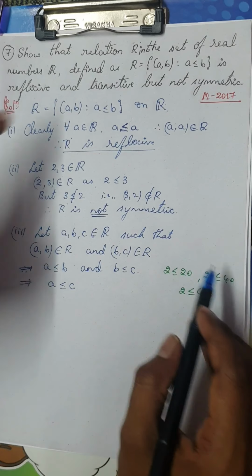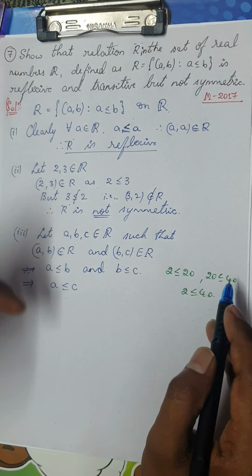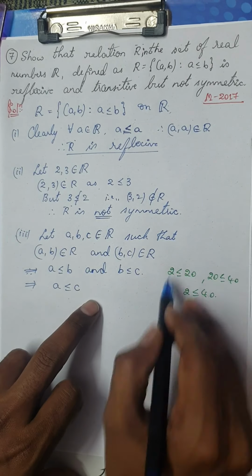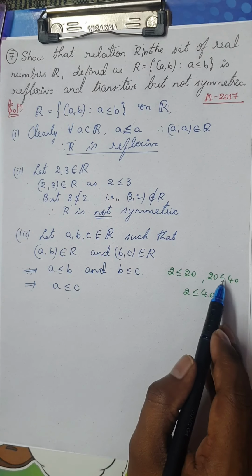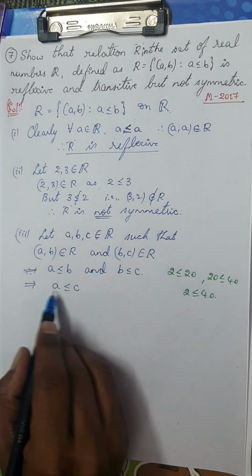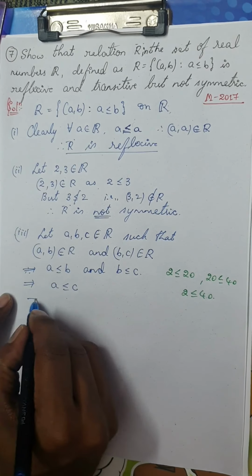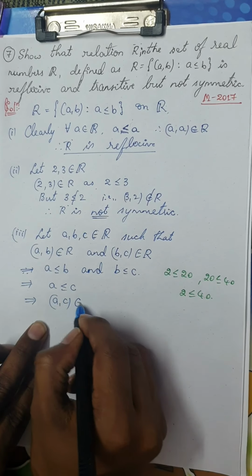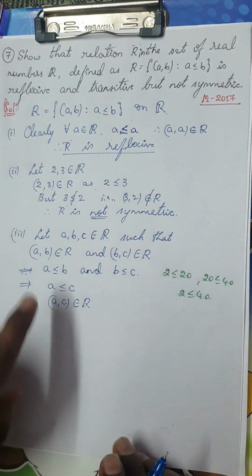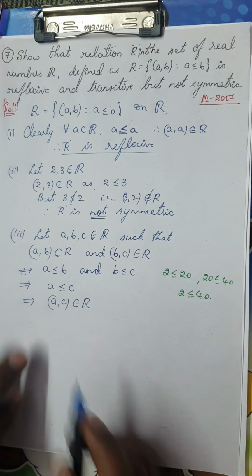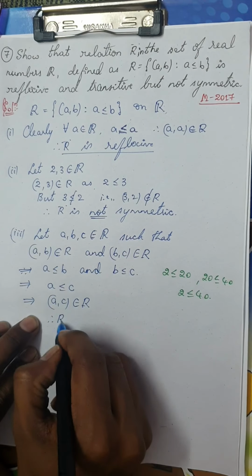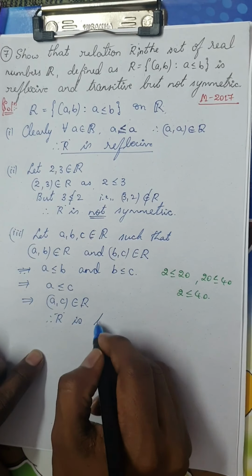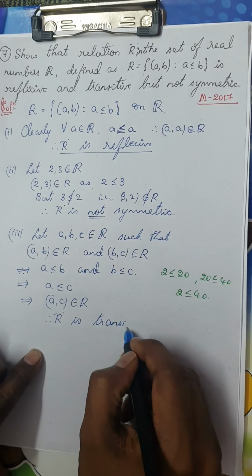Okay, please dear students, for this reflexive and transitive, don't take a specific example, write the general example. So A is less than or equal to C. What do you mean by A is less than or equal to C? I can write (A, C) belongs to R. Started with (A, B) and (B, C) belongs to R, I got (A, C) belongs to R. Therefore, I can write R is transitive.